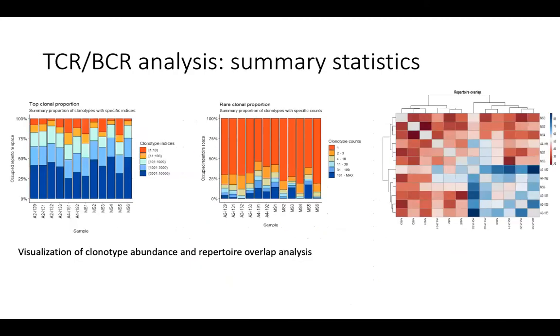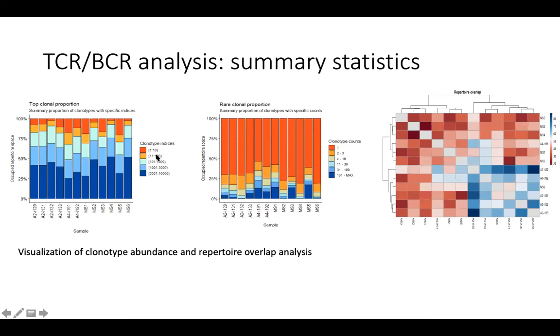So we start off TCR or BCR analysis by providing a number of summary statistics. We look at the overall clonal proportion, meaning what are the top clonotypes that are unique across the samples. So this shows you the overall clonotype space proportion, meaning what fraction of the most unique indices represent the entire clonotype space that is present in a sample.